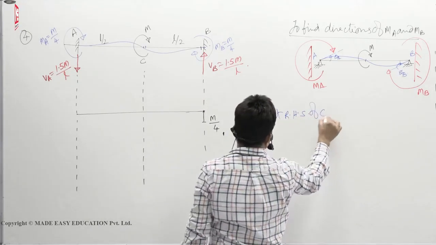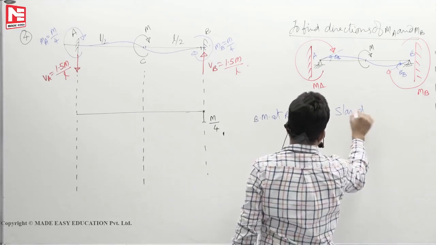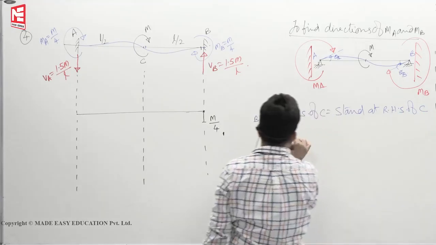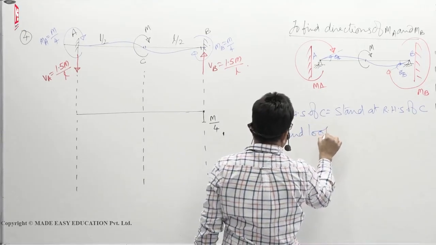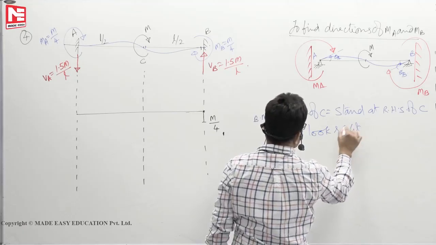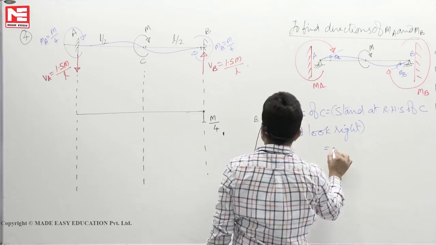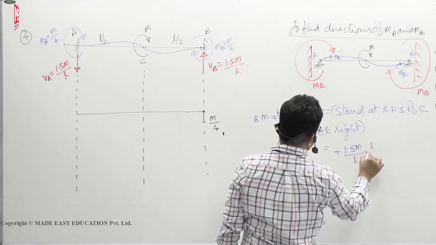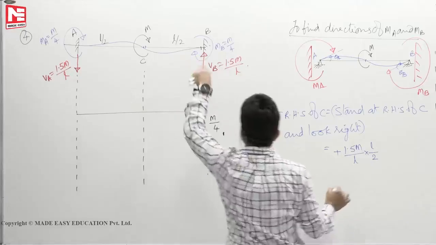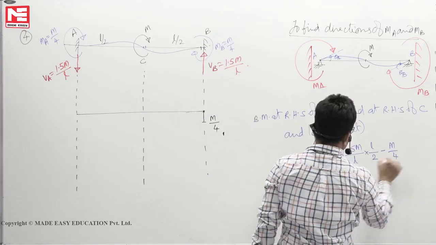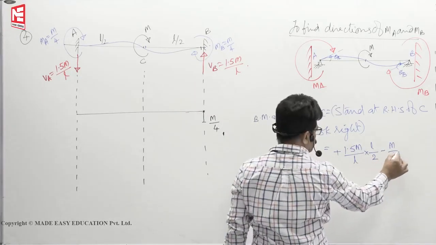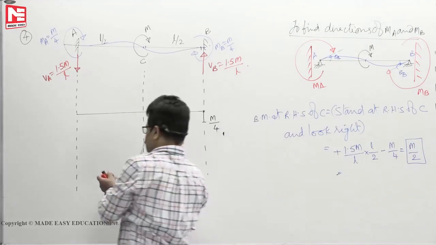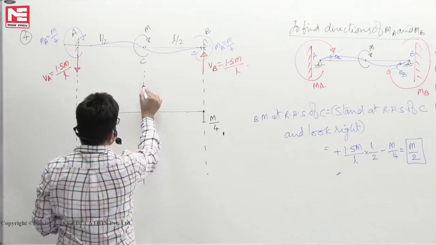So you will find the bending moment at RHS of C. What you have to do? First you have to go and stand at RHS of C and look right. What you will get? Plus VB, that means upward forces will give positive bending moment, plus VB into L by 2 minus MB, means M by 4. So 0.75, 0.25, so you will get M by 2. So this is M by 4. At RHS of C you will get M by 2.